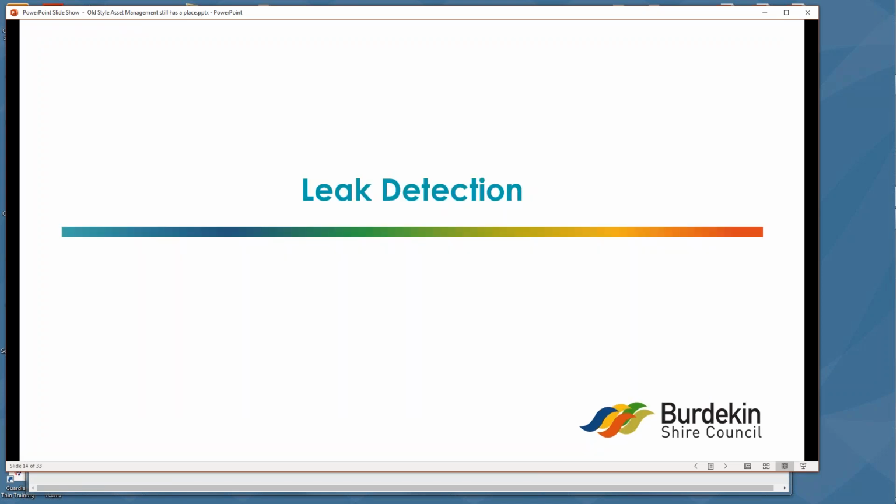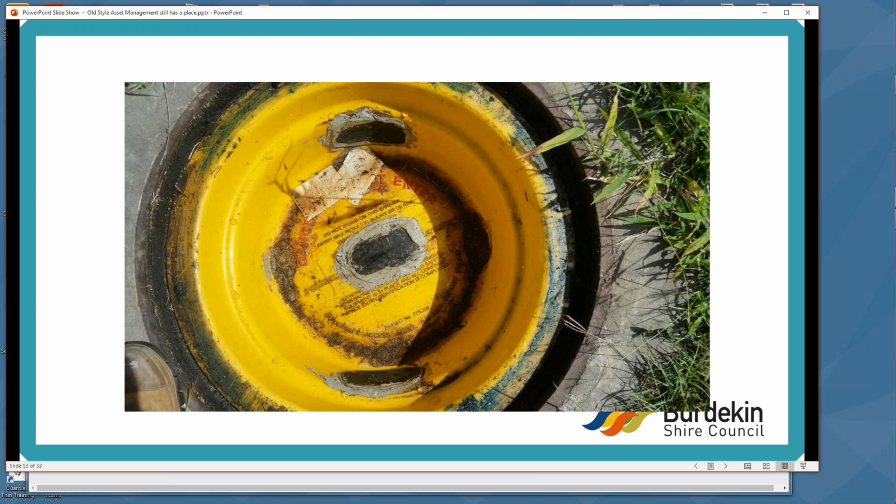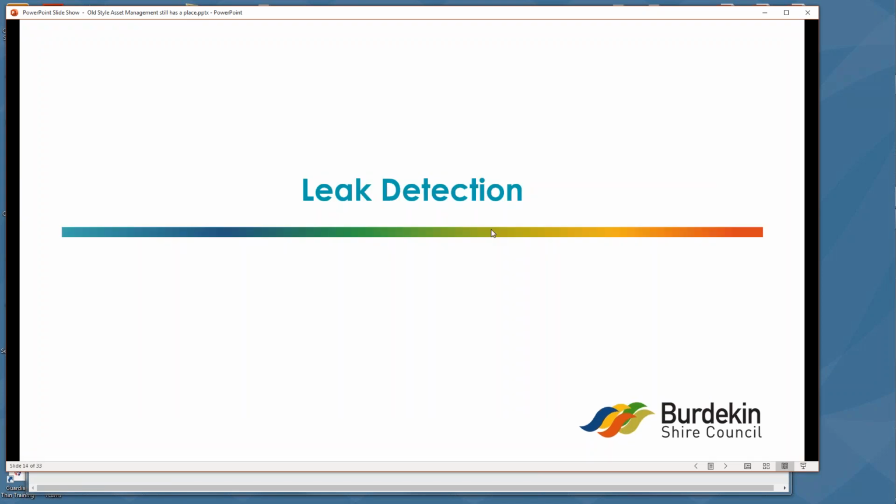That's about it for the sewer smoking. We'll move on now to leak detection in the water network. Leak detection was pretty high tech a dozen years ago when I came into the industry. I don't think it's quite so high tech anymore.